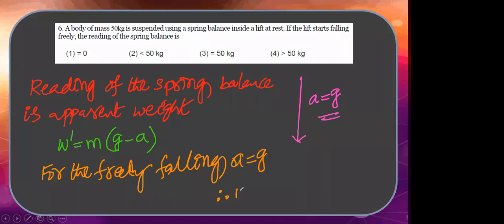Therefore, apparent weight W dash is equal to M into (G minus A). Minus A is also minus G. Minus and minus will get cancelled. Minus G plus G get cancelled. Therefore, apparent weight is equal to 0.